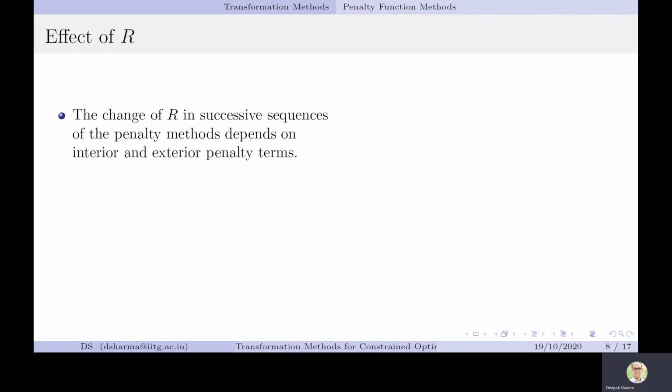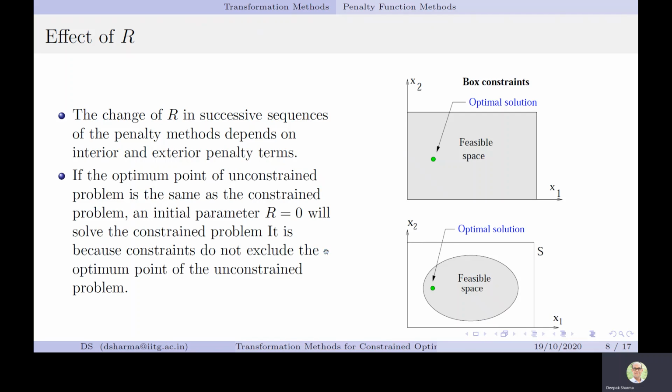Now the change of r in successive sequences of penalty methods depends on interior or exterior penalty. Let us take a situation now. If the optimum point of the unconstrained problem is the same as the constrained problem, an initial parameter r equal to 0 will solve the constrained problem. It is because constraints do not exclude the optimum point of the unconstrained problem.